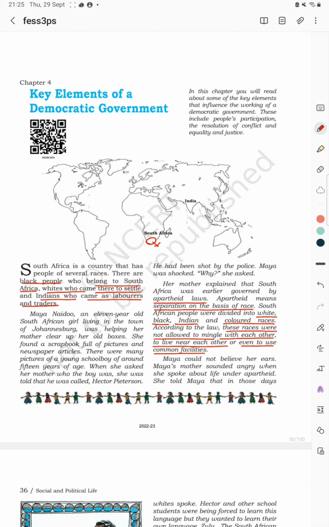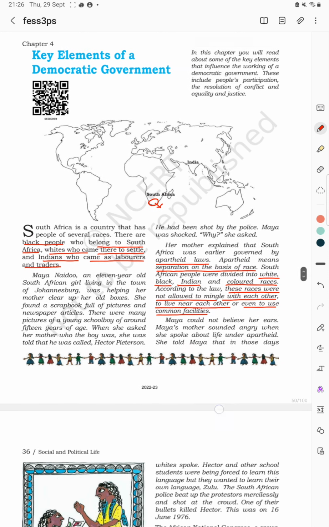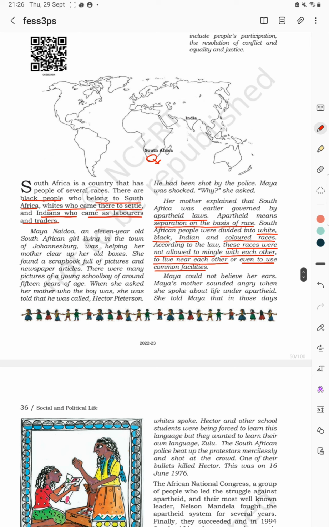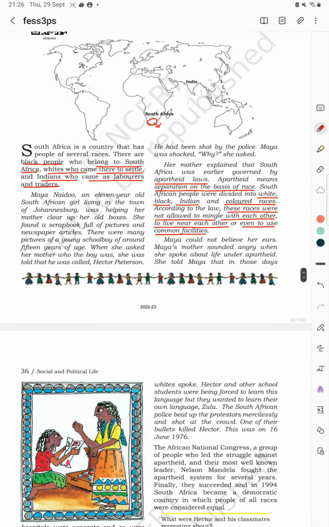So when Maya learnt about this, she could not believe her ears. Maya's mother sounded angry when she spoke about life under apartheid. Obviously, you were not allowed to intermix. You were not allowed to reside near each other and to use common facilities, despite being citizens of the country. Then obviously, the life of the people was very bad.